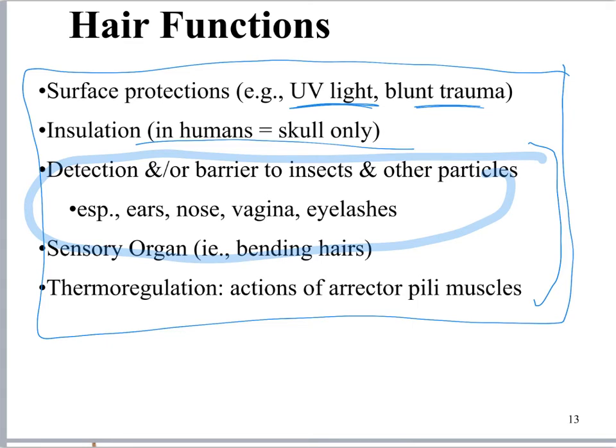Well, they keep junk from getting into your eyes. Same thing around your other sensitive places, okay? All right. What's next? Let's just do a really brief picture of the hair.